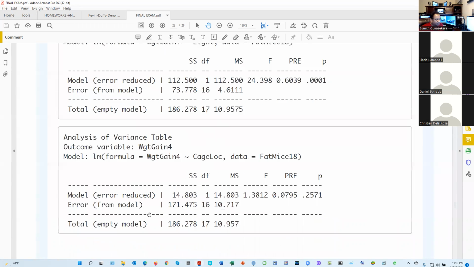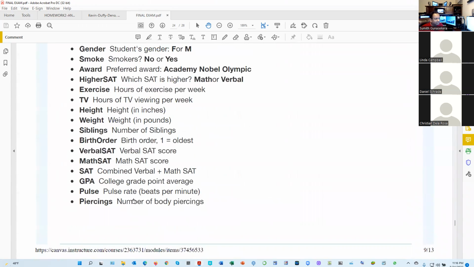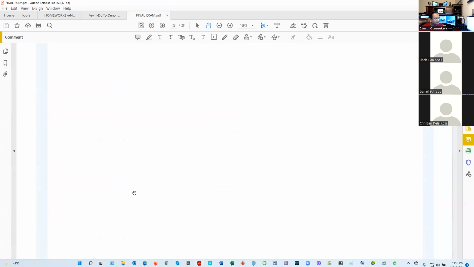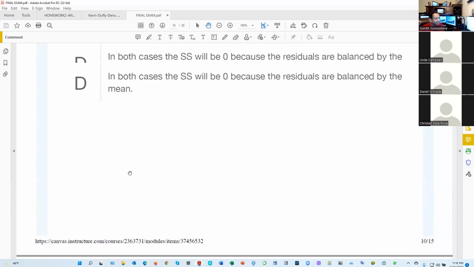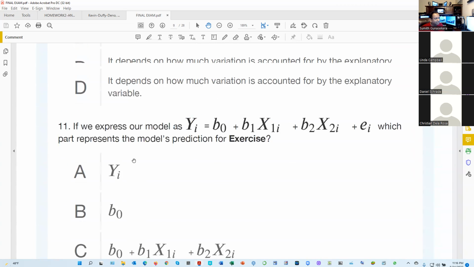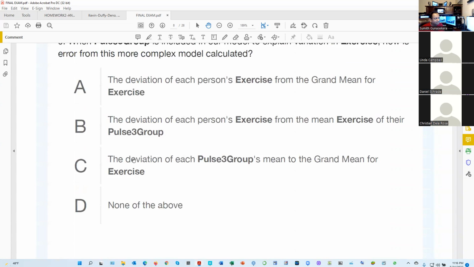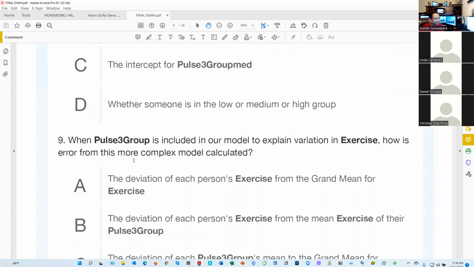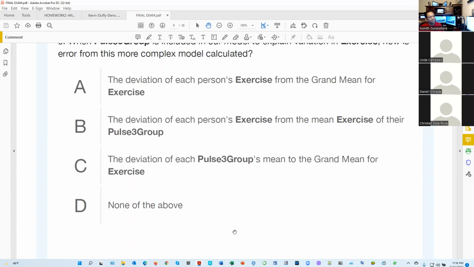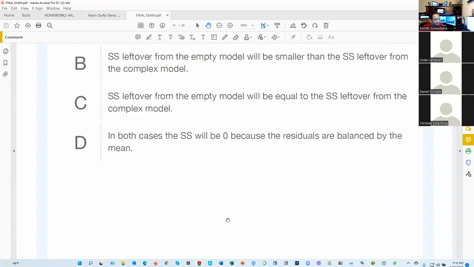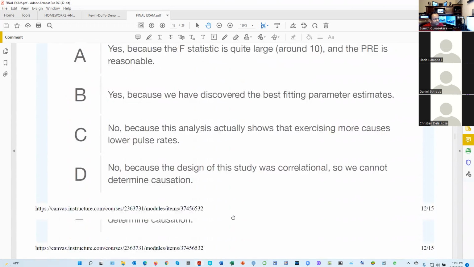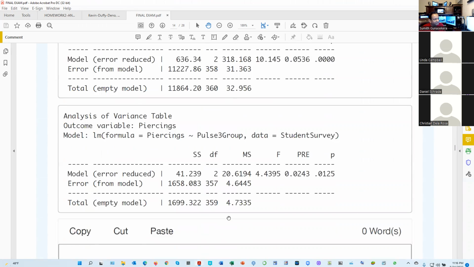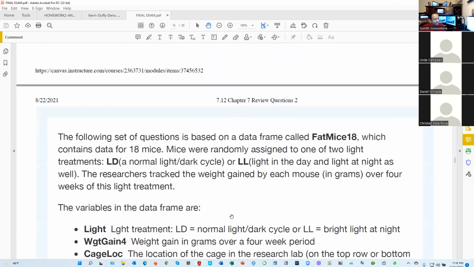I'm gonna go a little bit back to this one and come back, okay? In the first section we had exercise being explained by the pulse 3 group, or Pearson explained by the pulse 3 group. That one we discussed. This is the second section. After that one, we are here.